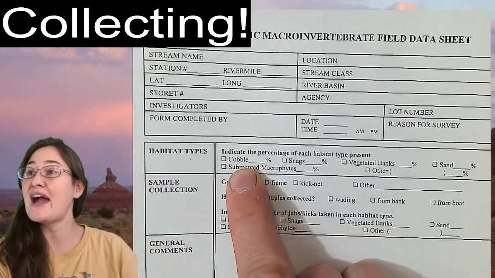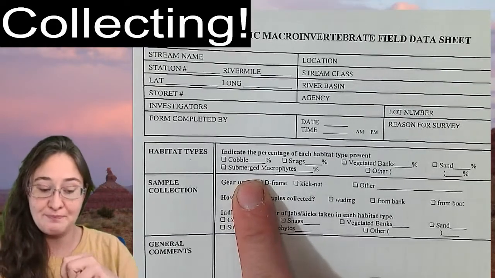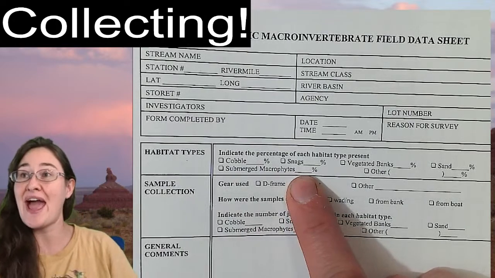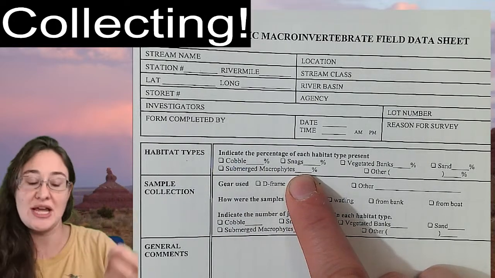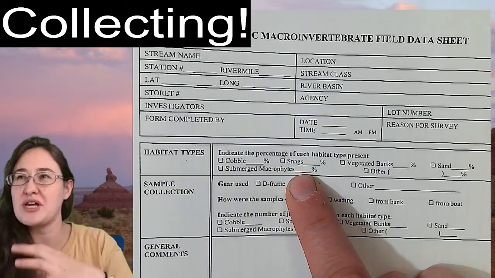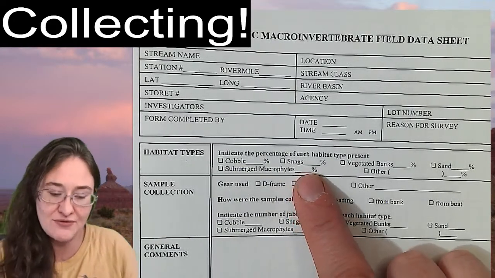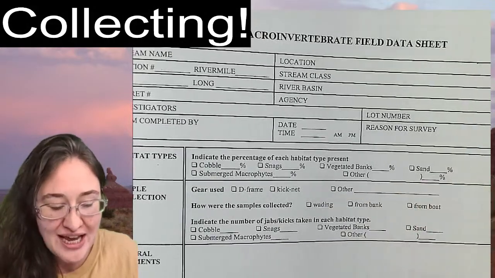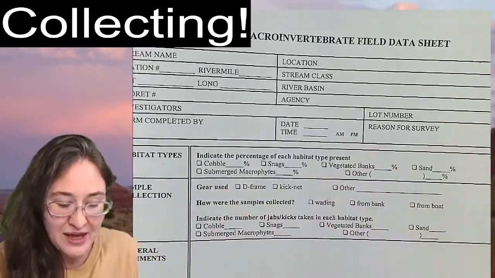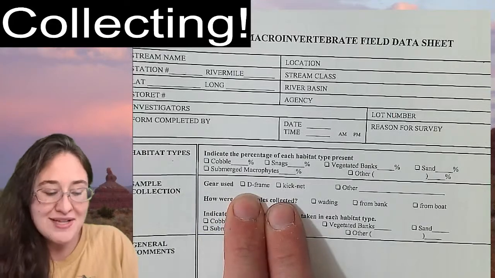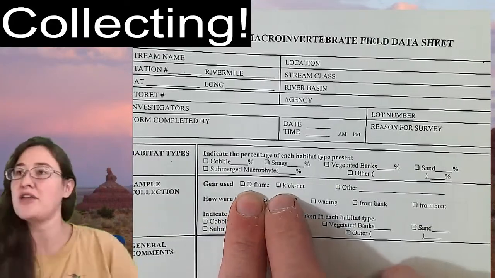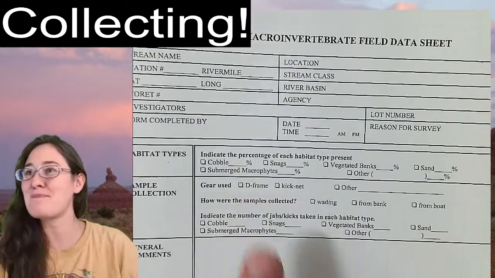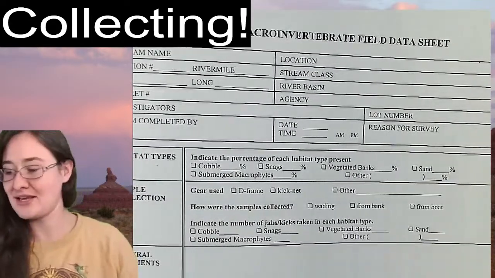The percent cobble, which would be stones on the substrate. The percentage of snags, meaning trees and fallen trees and clusters of leaves and those types of things. Vegetated banks, percentage sand, those types of things. Now, they also generally will ask what you used to collect. I always prefer a D-net. It's just my preferred aquatic collecting gear.